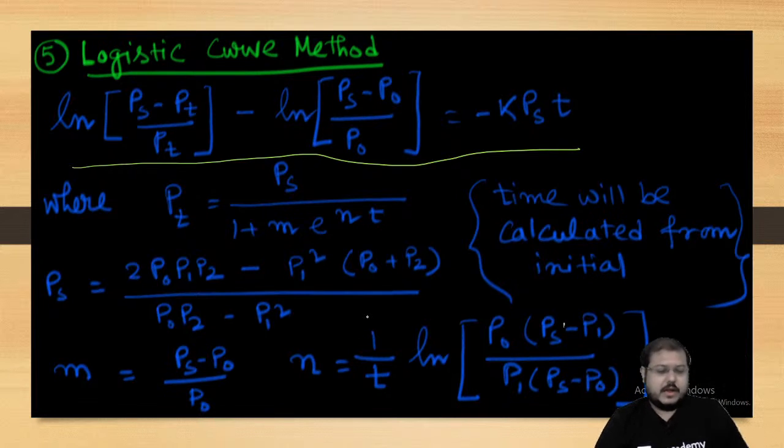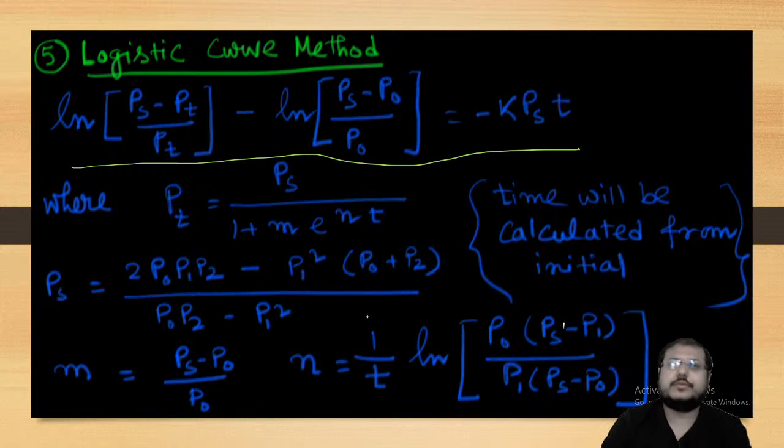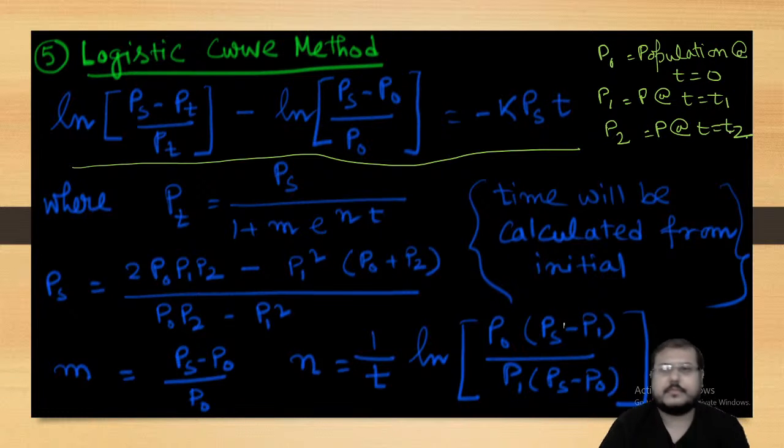Try to understand. Till now, whatever we have done, we have done for a process where your population is given for particular decade values, right? So here, they will provide three values. What are the three values? That is P naught, P1, and P2. Where P naught is the population at time t equals 0, P1 is the population at time t equals T1, and P2 is the population at time t equals T2.